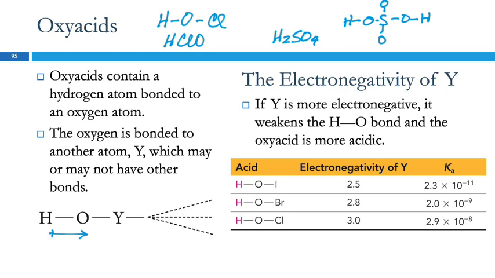Right? So the more electronegative this is, the weaker this bond is. So chlorine has the higher electronegativity. Its Ka is larger, meaning it ionizes more than those with lower electronegativities.